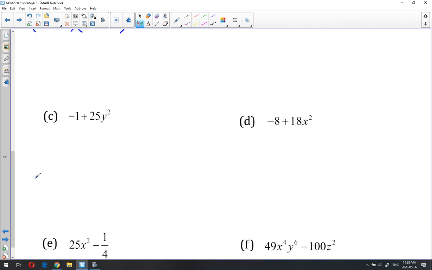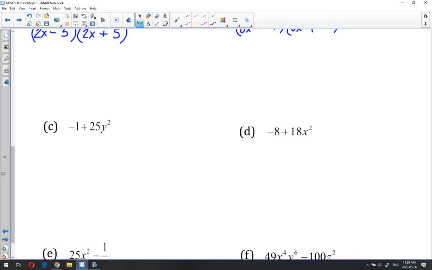So not much more there. There are some little twists though. For example, taking a look at this one here, C, checking to see if this is a difference of squares. Well, it is a binomial, and 25y squared is a perfect square, and so is positive 1, if we ignore that negative for just a second. But these two terms are not being subtracted, they are being added. So it's not a difference of squares, but we could rearrange this to write it this way.